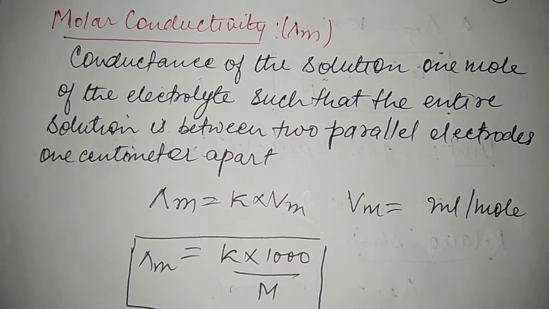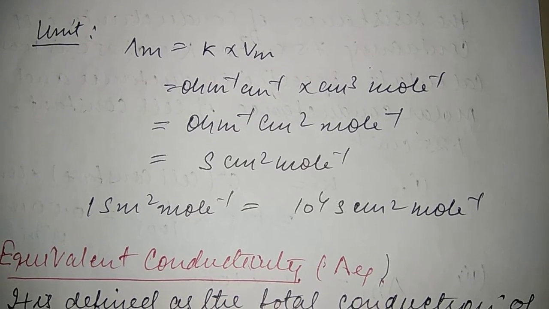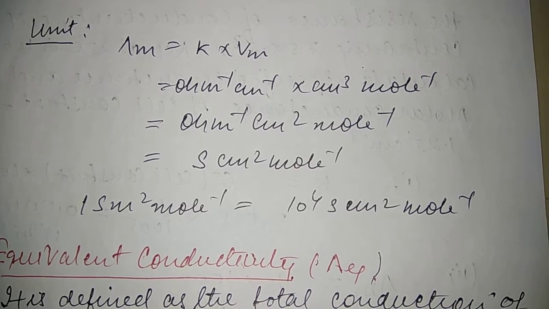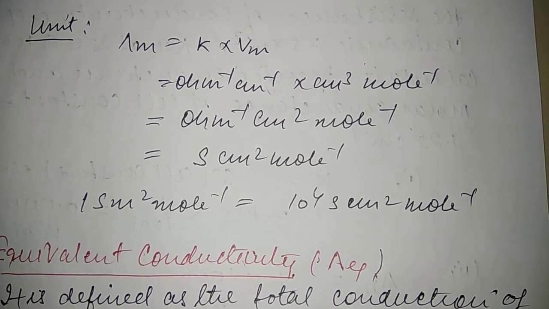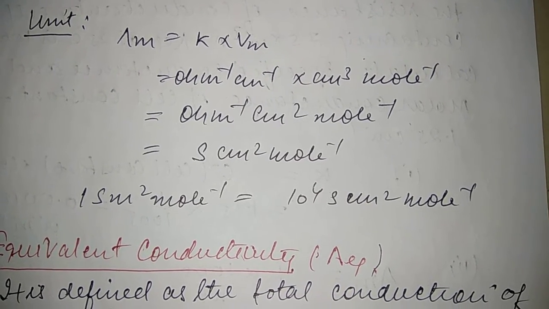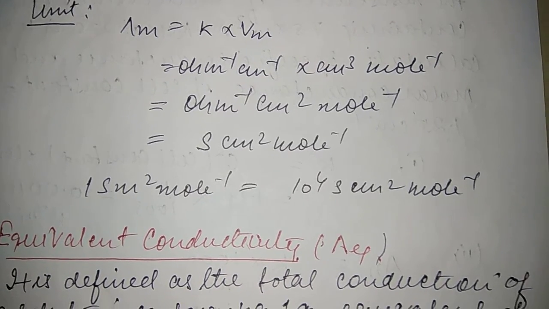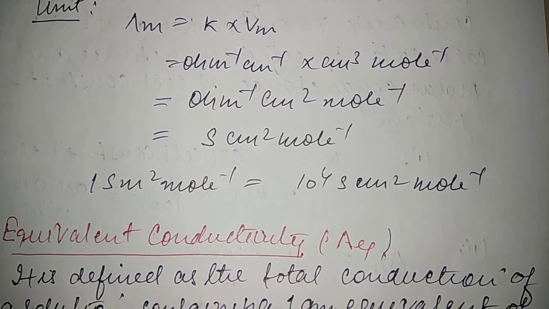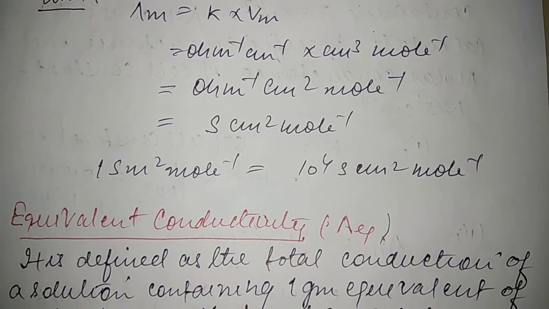Now we come to the unit of it. The unit of kappa we already know is per ohm per centimeter, and volume is centimeter cube per mole. So the total unit becomes per ohm centimeter square per mole, or you can say Siemens centimeter square per mole. You must remember that 1 Siemens meter square per mole is equal to 10 to the power 4 Siemens centimeter square per mole.